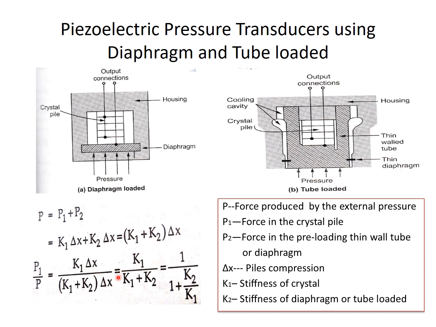So del X gets cancelled, and we get K1 divided by K1 plus K2. We can divide the numerator and denominator both by K1, so we get 1 by 1 plus K2 by K1. According to this relation, if the K2 by K1 value decreases, the P1 by P value increases. According to this piezoelectric transducer phenomenon, the K2 by K1 ratio should be maintained constant.